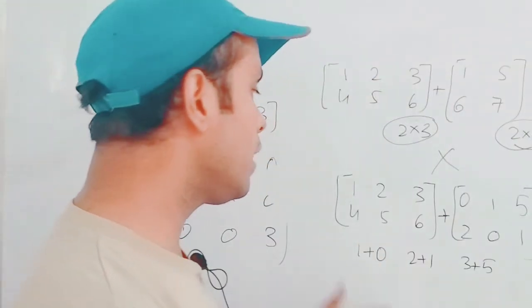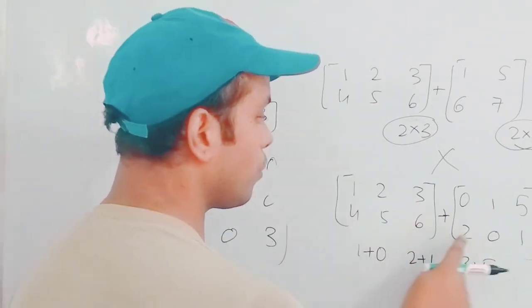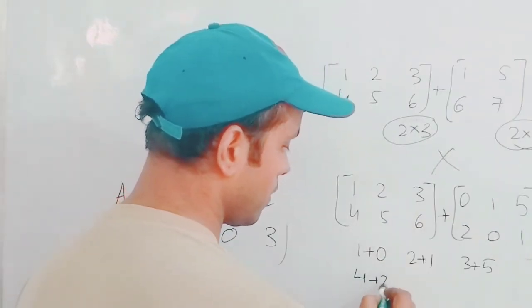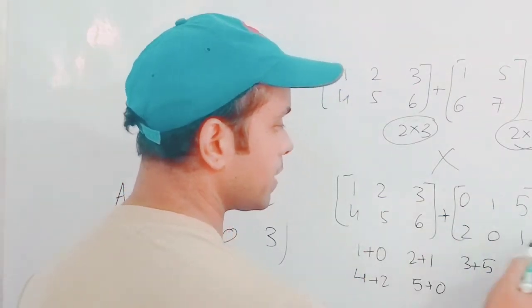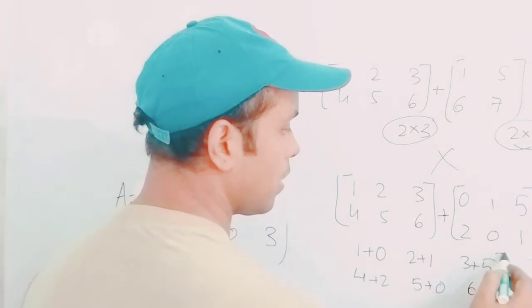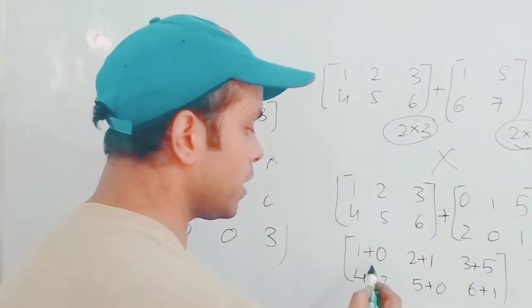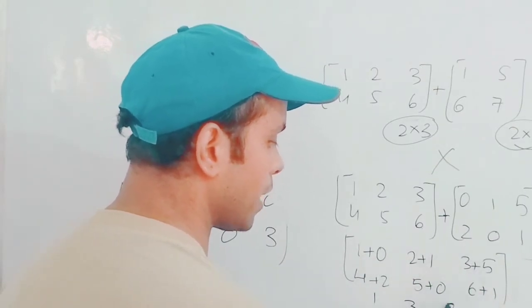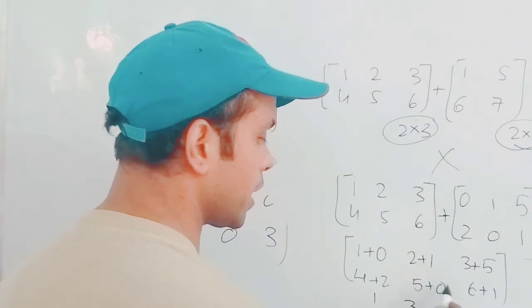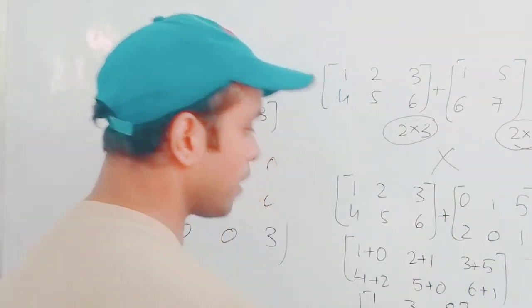Now add the corresponding elements of the second row also. So 4 plus 2, 5 plus 0 and 6 plus 1. So this way we add 2 or more matrices. Now write the result. 1 plus 0 is 1, 2 plus 1 is 3, 3 plus 5 is 8, 4 plus 2 is 6, 5 plus 0 is 5, and 6 plus 1 is 7.